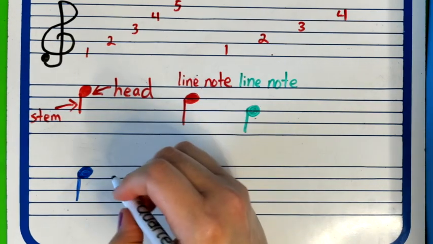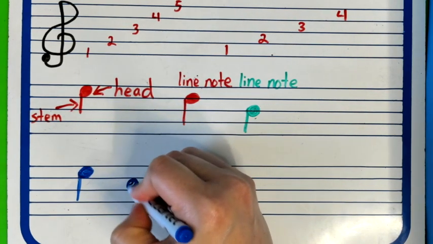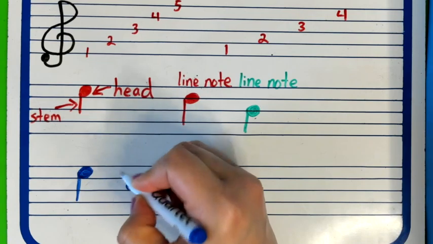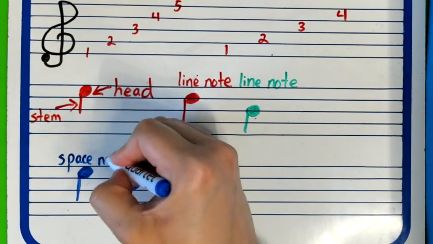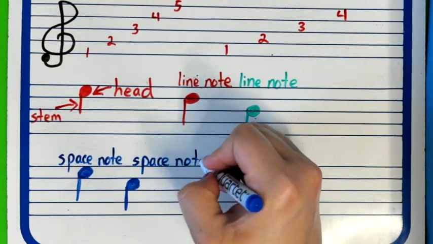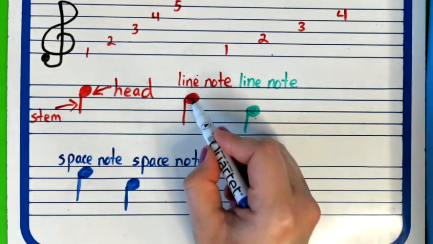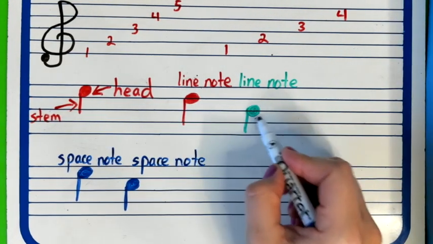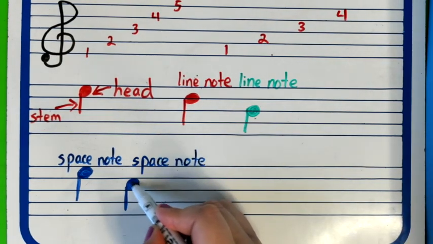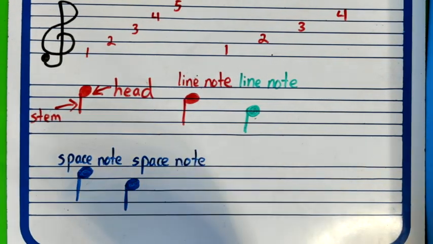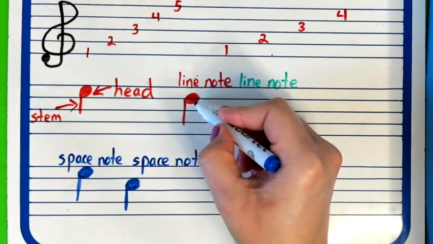So I'm going to give you an example. This is also considered a space note. Space note. There is no line cutting the head of the note. Therefore, it is a space note. It's not one of these where the lines are cutting between them right here. It's a space note. It lands between. So again, space notes, line notes.